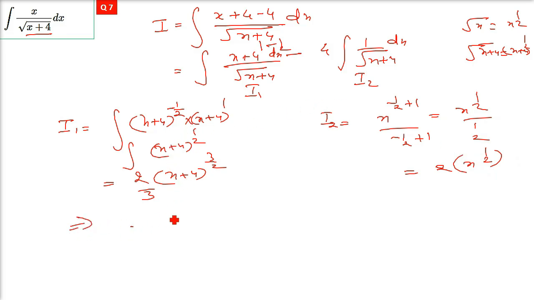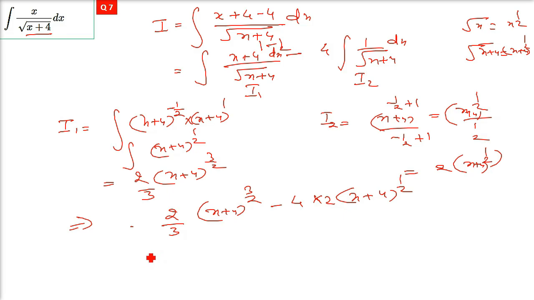Negative half, half. There are two differences. So first term is 2 by 3, x plus 4 to the power 3 by 2. Second term, by mistake, I've written x. It has to be x plus 4. So this is x plus 4. Let me just change it. It is x plus 4. This is also x plus 4. So you have this 2. X plus 4 to the power half.